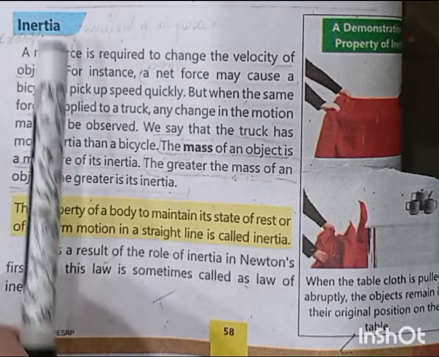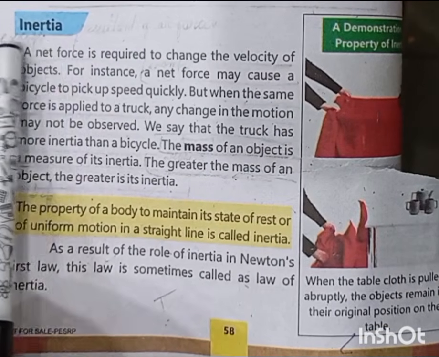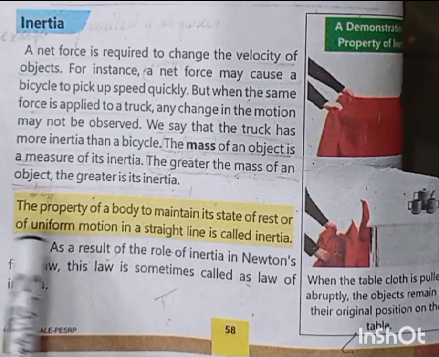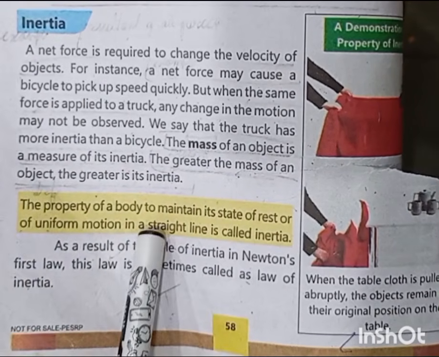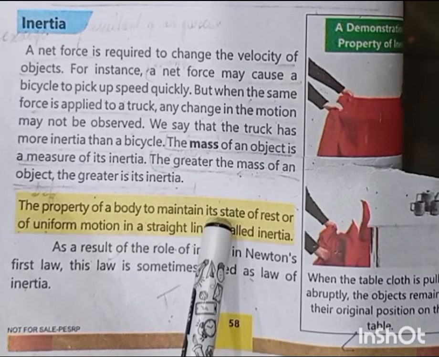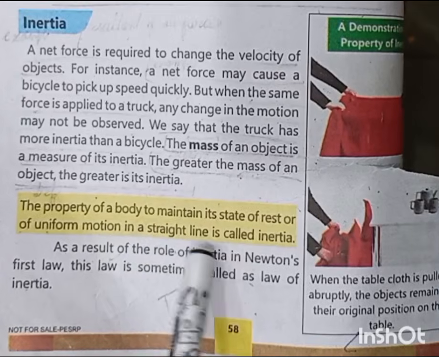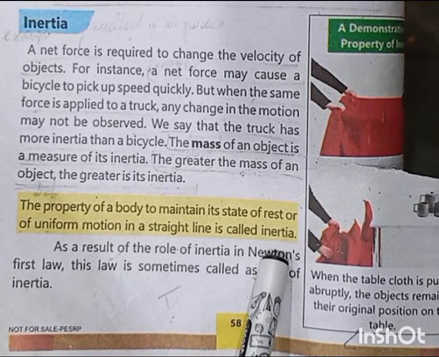The first law of motion is also known as the law of inertia. What is inertia? Inertia is the property of a body to maintain its state of rest or state of uniform motion in a straight line.